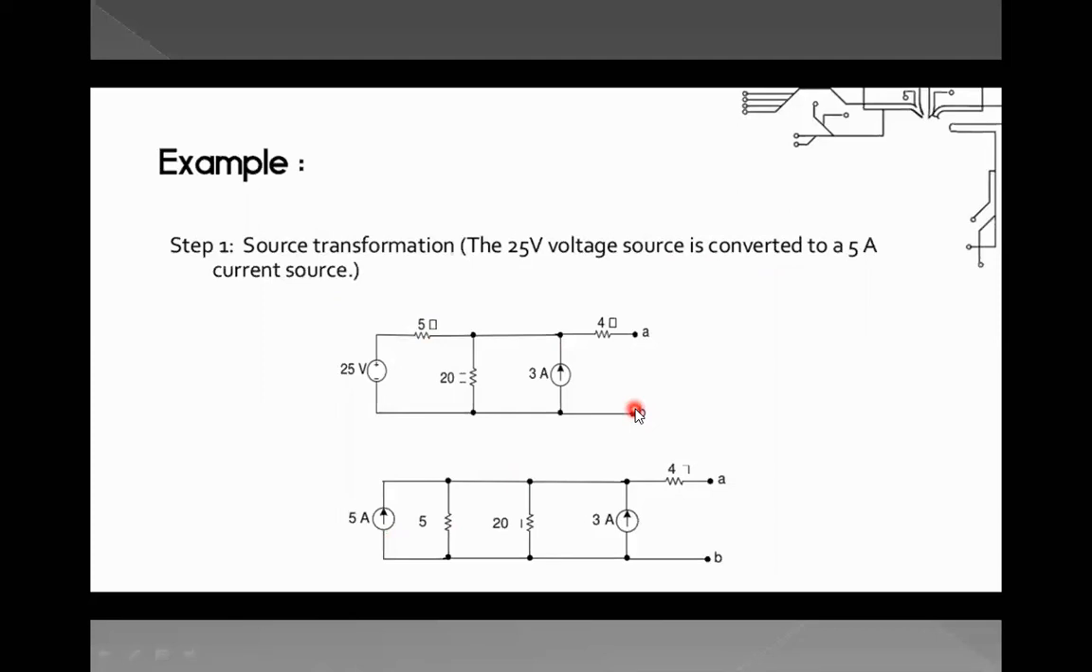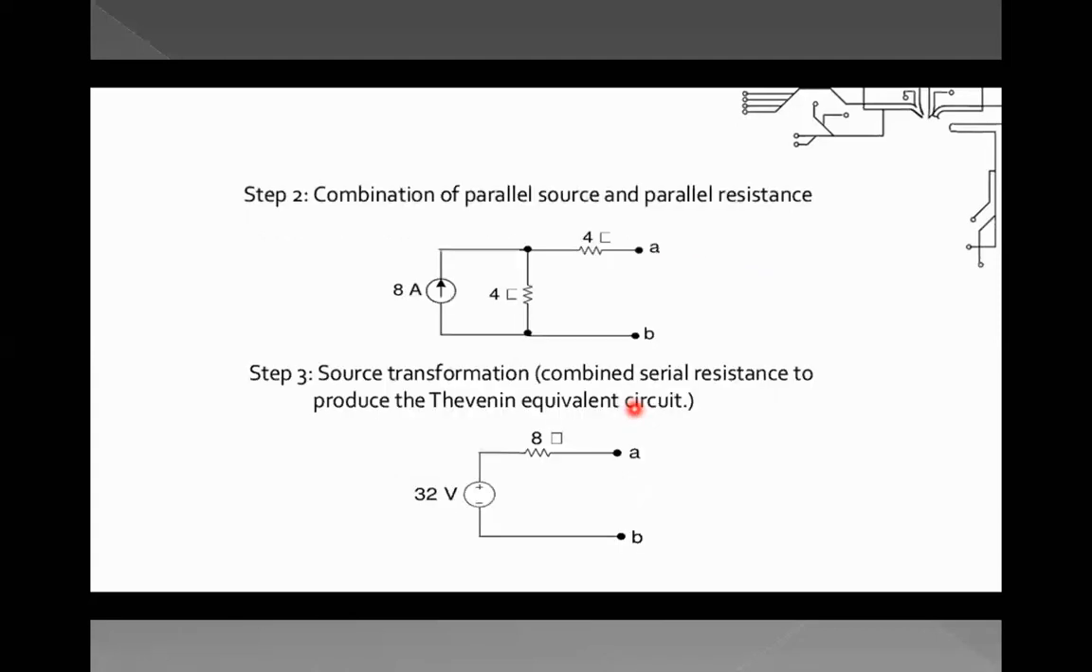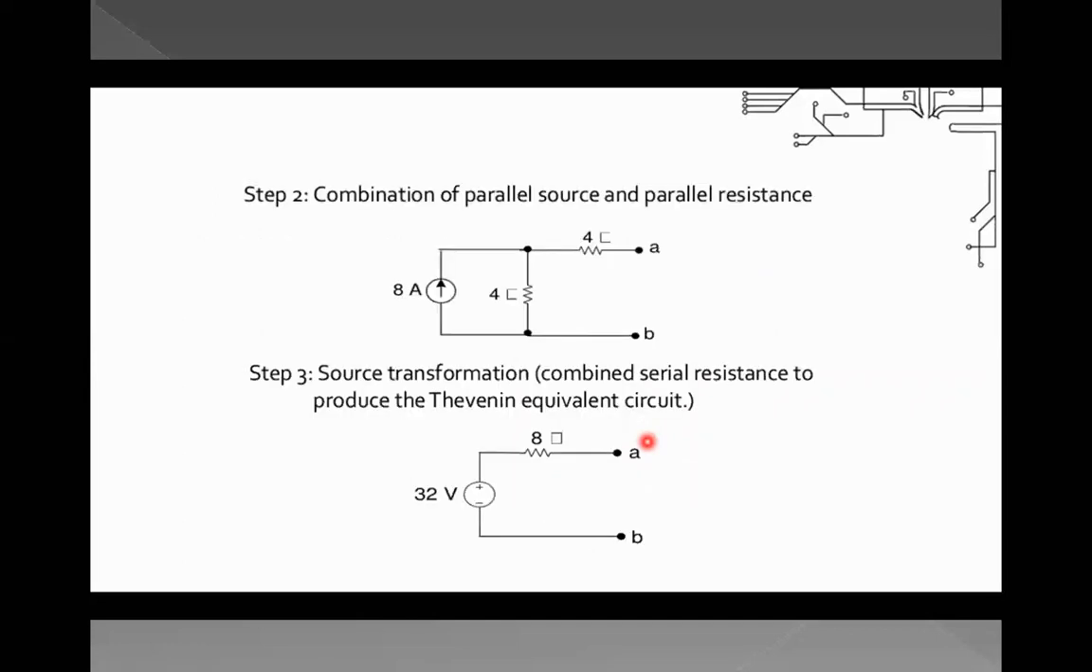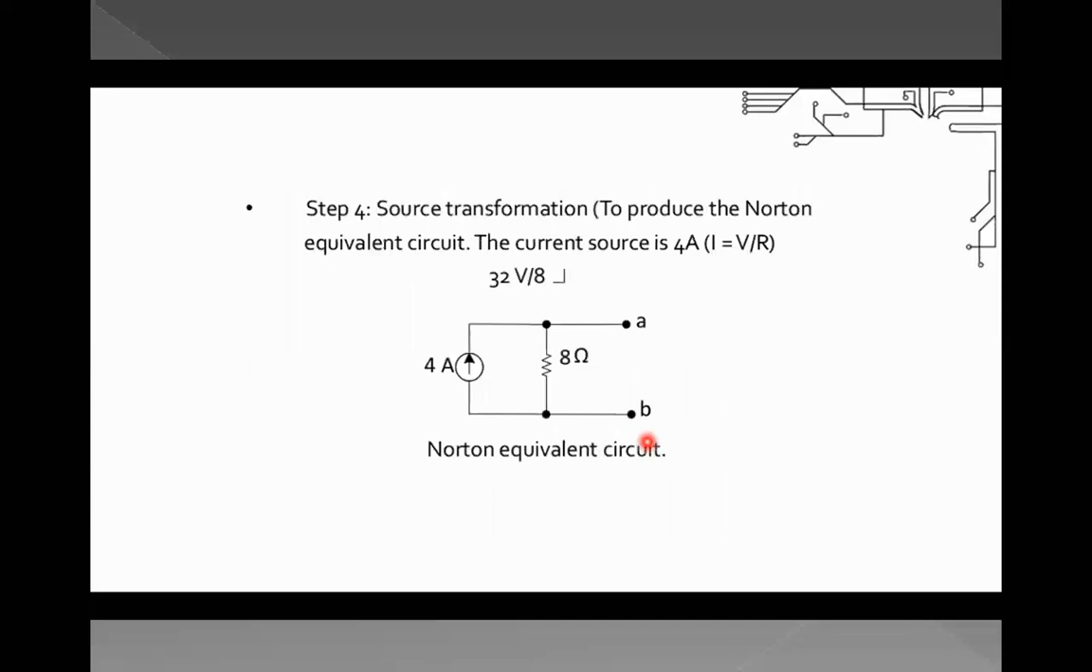Then step 2 is the combination of parallel sources and parallel resistors. So we can have the 8 amp source, and this is a 4 ohm resistor, with terminals A and B. The third step is source transformation, combining series resistance to produce the Thevenin's equivalent circuit. Now we have converted that into a Thevenin's equivalent, with ETH as 32 volts and ZTH as 8 ohms. So this has become simple.